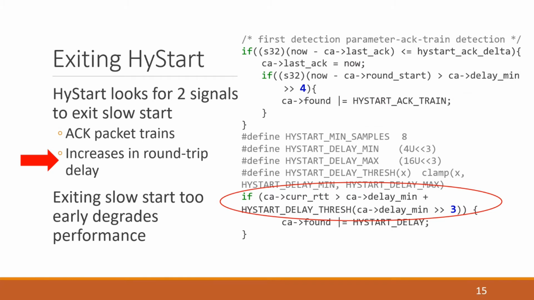This monitors round trip times, and if they increase over a threshold, it exits slow start and moves to congestion avoidance. Normally, this is a wanted behavior as it causes slow start to exit before loss is achieved, which often leads to high loss and low throughput for a short period. But in our case, it was exiting too early, and it was actually degrading performance.